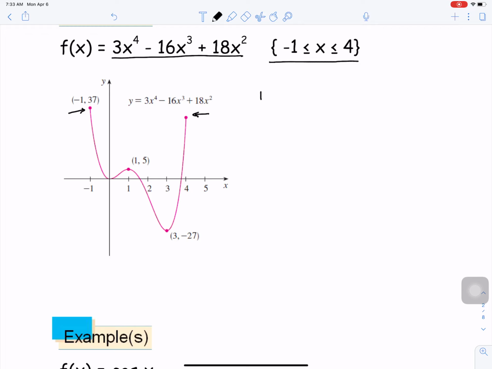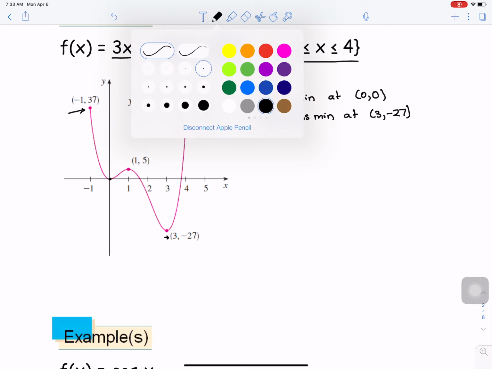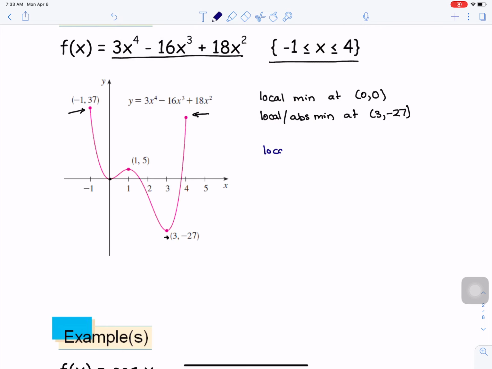So locally, there is a local min at 0, 0, because it's a low bump on the graph. There's a local min, but it'll be called an absolute min at 3 and -27 because it's the lowest point on the entire graph. And if we look at the local maxes, there's a local max at 1 and 5.